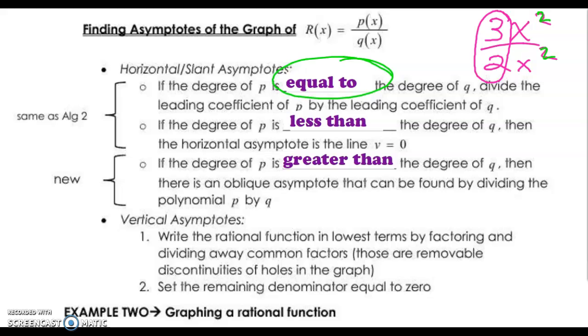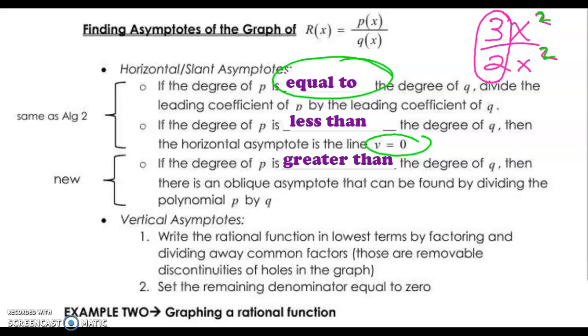Now, if the degree of P is less than the degree of Q, then the horizontal asymptote is at y equals 0. And this is new: if the degree of P is greater than the degree of Q, and it should only be by a factor of 1 as of right now, then there is an oblique or slanted asymptote that can be found by dividing the polynomial P by Q, and that's where we get into synthetic or long division.